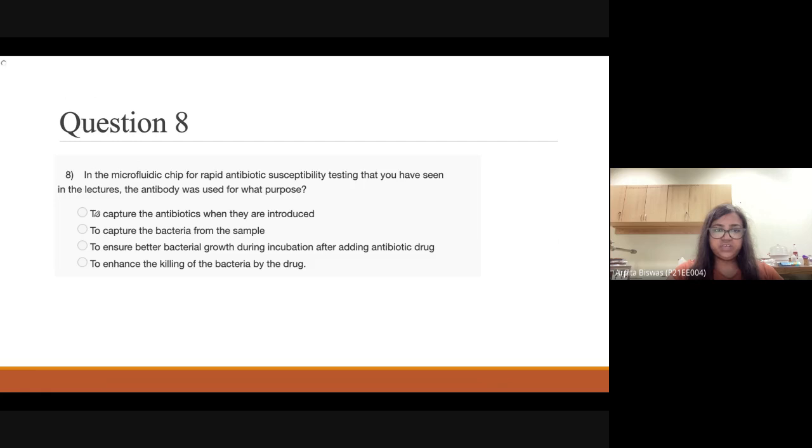In the microfluidic chip for rapid antibiotic susceptibility testing that you have seen in the lecture, the antibody was used for what purpose? First option is to capture the antibiotic when it is introduced. The second option is to capture the bacteria from the sample. The third option is to ensure better bacterial growth during the incubation after adding the antibiotic drug. And the fourth option is to enhance the killing of the bacteria by the drug.